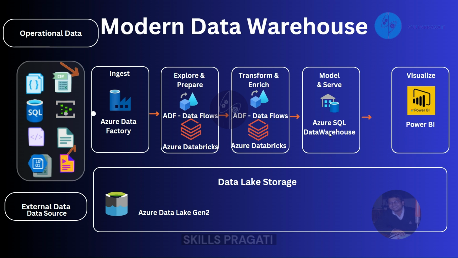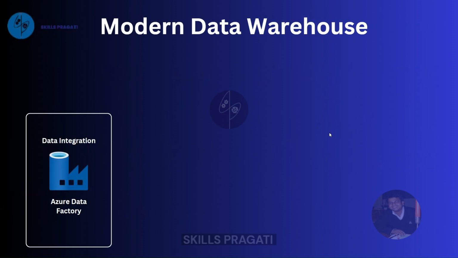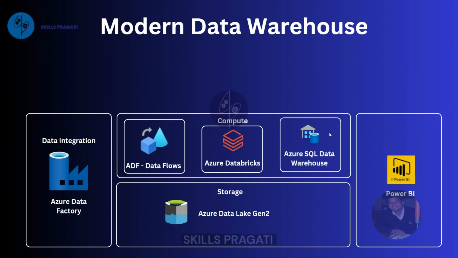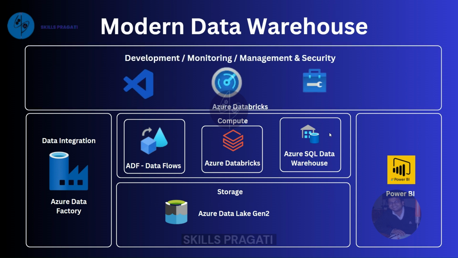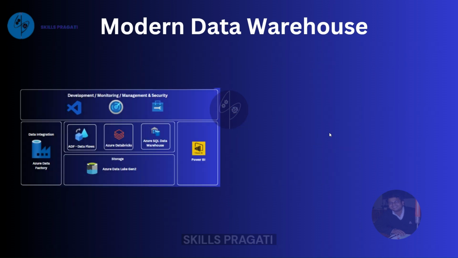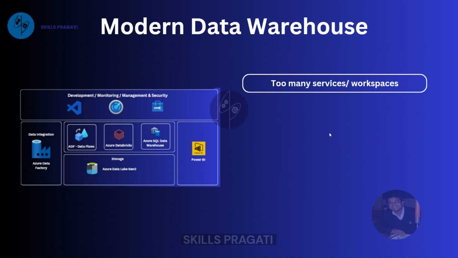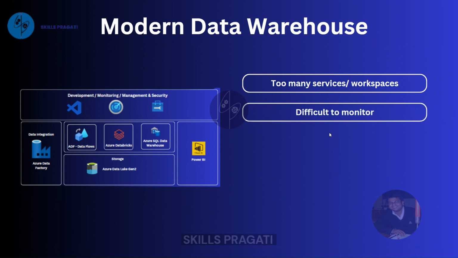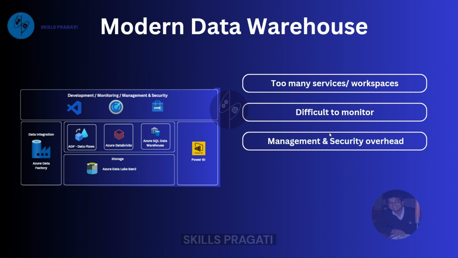As you can see, there are a number of services used in this architecture. So let's group those services into 4 categories: data integration, compute, storage, and data visualization. We have 6 different services in the solution, and each one of them requires its own development studio, monitoring, and management. So as a developer, working on this you will have to have multiple tabs open. And also we need to navigate to different workspaces to monitor these services. And most importantly, there's a lot of management in terms of getting these services to talk to each other and also setting up security.